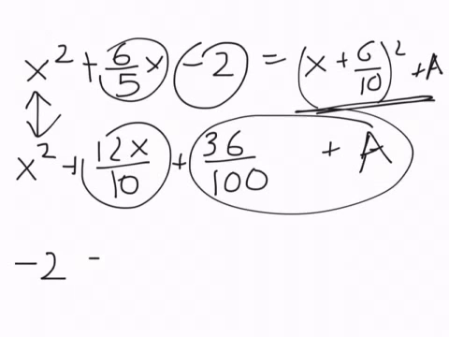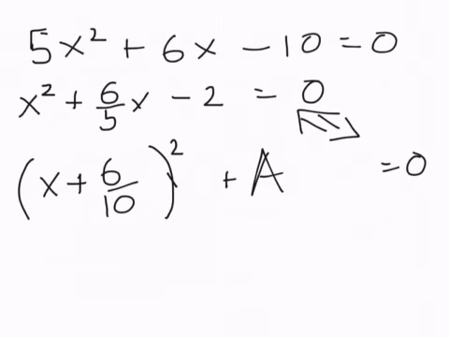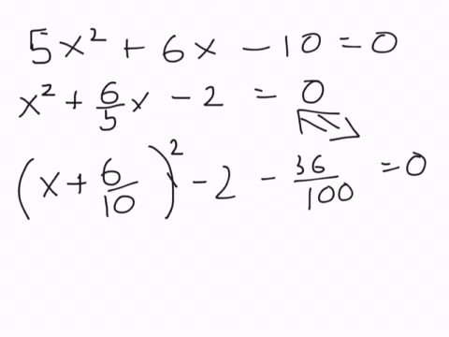Let's do it. Minus 2 equals 36 over 100 plus A, which is the same as saying big A equals minus 2 minus 36 over 100 by bringing it to the other side. So I've got what big A is. So let me correct this then. Sorry about that. Minus 2 minus 36 over 100. So now I've substituted what big A should be.